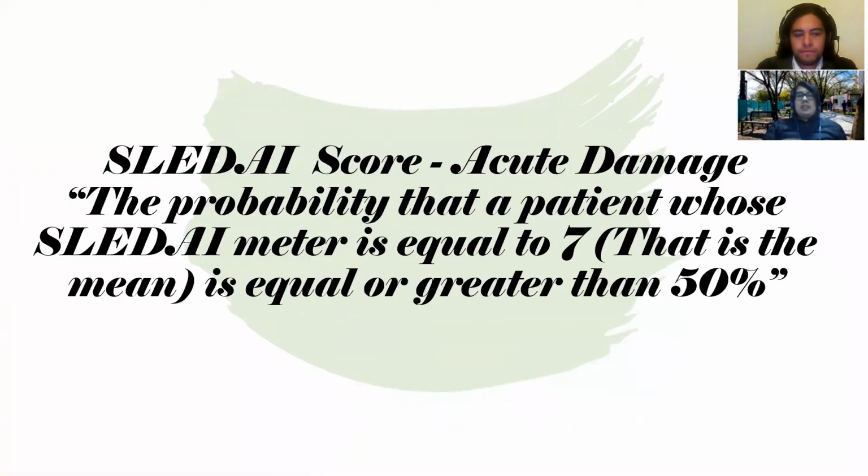The first is the SLEDAI score, that is the acute damage, our variable that we will use in this statistical hypothesis. The formal sentence for this hypothesis is: the probability that a patient whose SLEDAI median is equal to 7, that is the mean, is equal or greater than 50%.